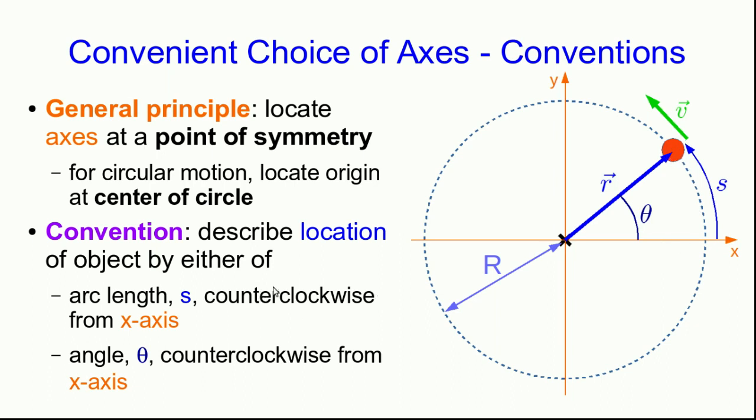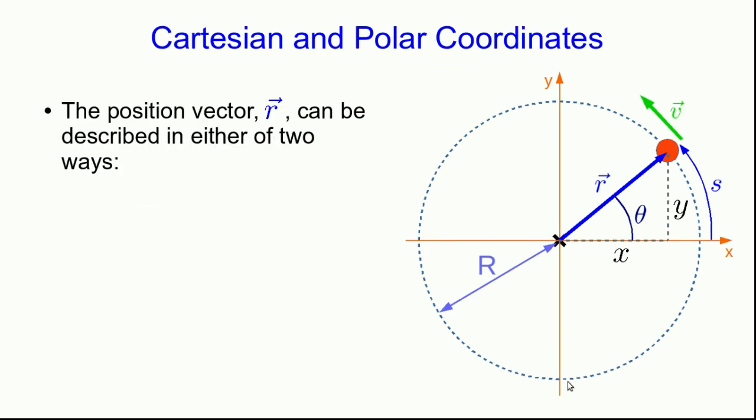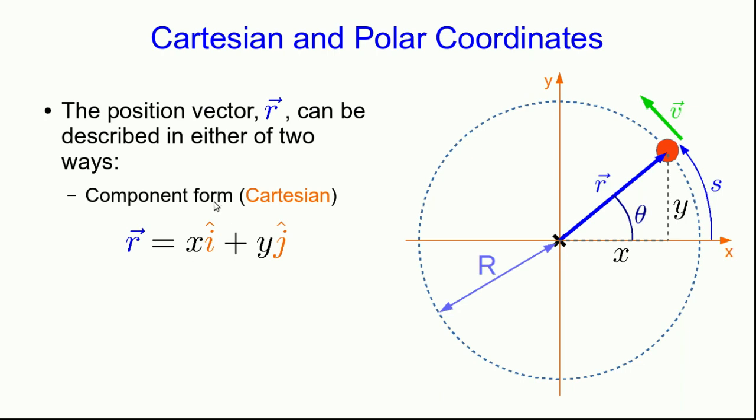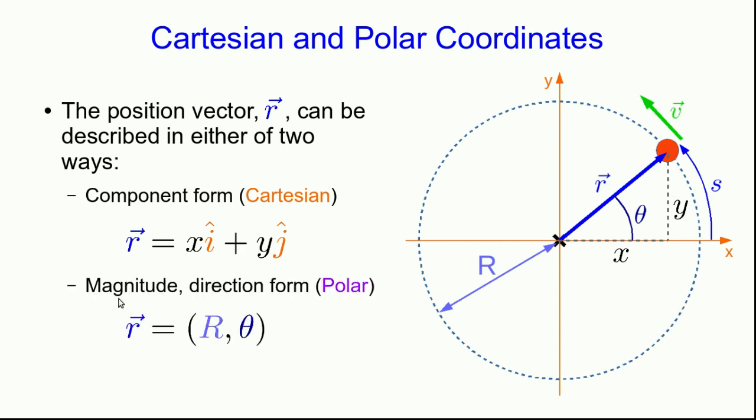Both of these are unambiguous ways of describing where the object is if you know what the circle is that it's going around on. Notice that this is actually the same as something we've already seen before. We've got a position vector, r, which is describing the location of the object relative to the origin. And like any vector, we can write it in two ways. We can write it in component form, in which case we would be giving an x and a y component of the position vector. Or we can write it in magnitude direction form, which is also sometimes called polar form.